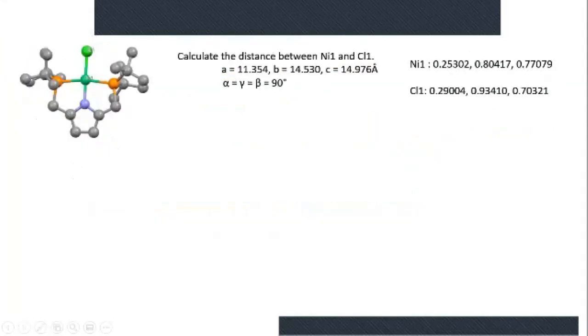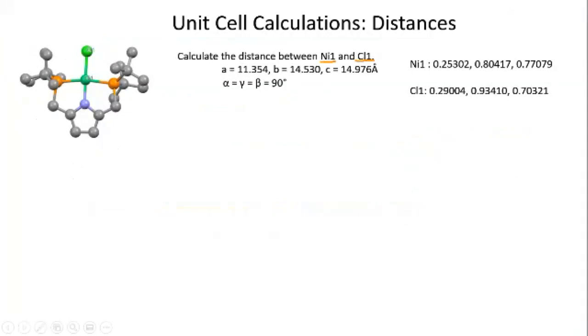All right. So we'll look at one more involving the distance between two atoms. So here we want to calculate the distance between a nickel 1 atom and a chlorine 1 atom. And it gives us the lattice parameters for this unit cell. Now, one thing you should notice here is that the lattice parameters alpha equals gamma equals beta equals 90. This tells you that it's going to be an orthorhombic unit cell, because all the lengths are different and all the angles equal 90.